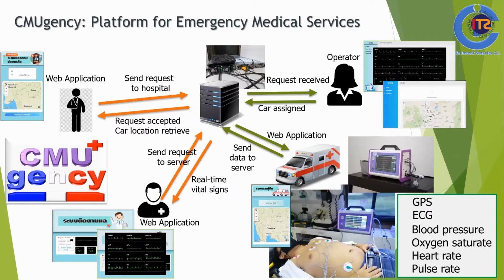And at the end, I would like to show you some of the platforms that have been deployed in real life. We have the so-called Simugency platform, in which we came up with a device that can measure 12-lead ECG, the blood pressure, oxygen saturation, the heart rate, and the pulse rate, also with the GPS location. We apply this device with different web apps for the patient, for the operator, for the ambulance, and also for the medical personnel. So they can keep track of the vital signs of the patients all the time.